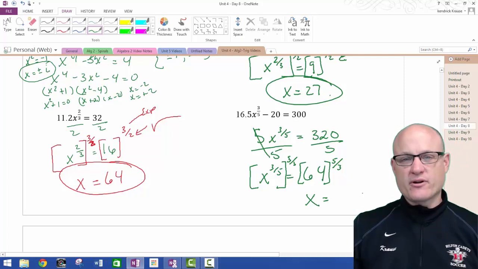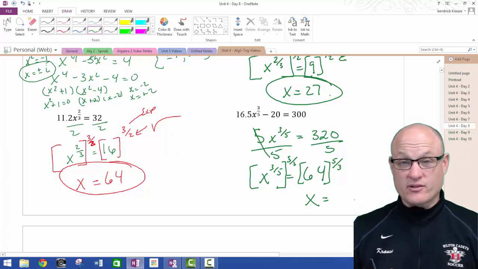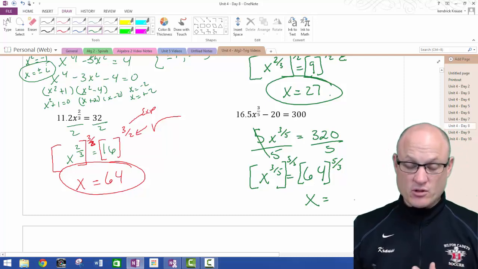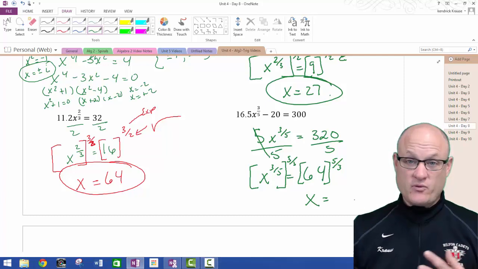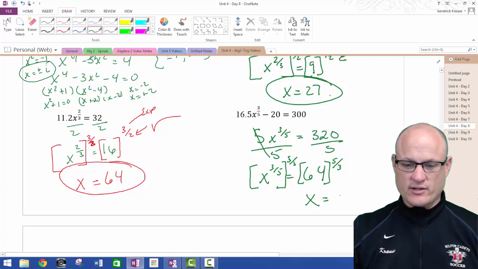And now I need 4 to the 5th power. So 4 times 4 is 16. Times 4 is 64. Times 4 is 256. Times 4 is 1,024. So the answer here is 1,024.